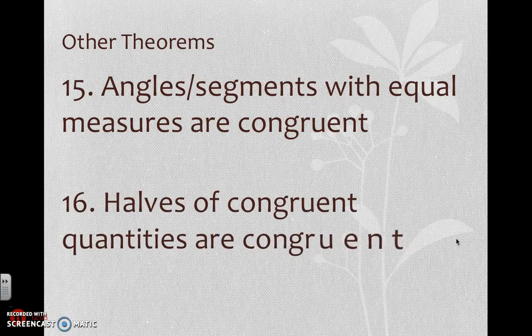And last, halves of congruent quantities are congruent. We have used that one a few times. Makes sense. If two things are congruent, then half of each would be congruent as well. And that is not something that is obvious. That is something that you would need to state in a proof if you're using it. Those you don't have to draw pictures for. You'll just jot them down on your flashcard.